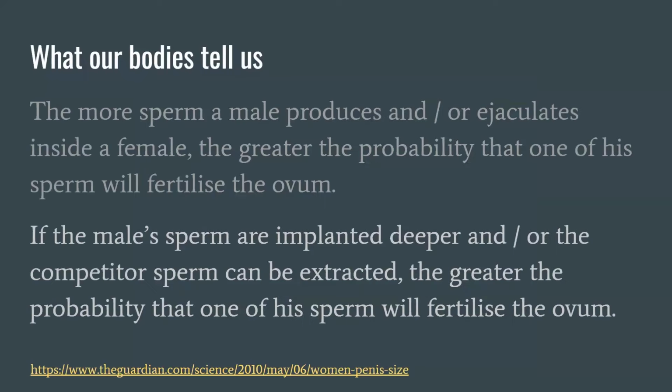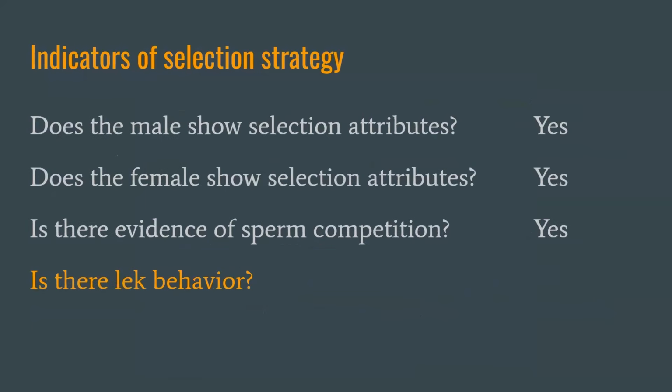If the male's sperm in this strategy are implanted deeper and/or the competitor's sperm can be extracted, the greater the probability that one of his sperm will fertilize the ovum. So there's evidence also of sperm competition in humans. Maybe not today, but going back in time, definitely. So what's the next question?